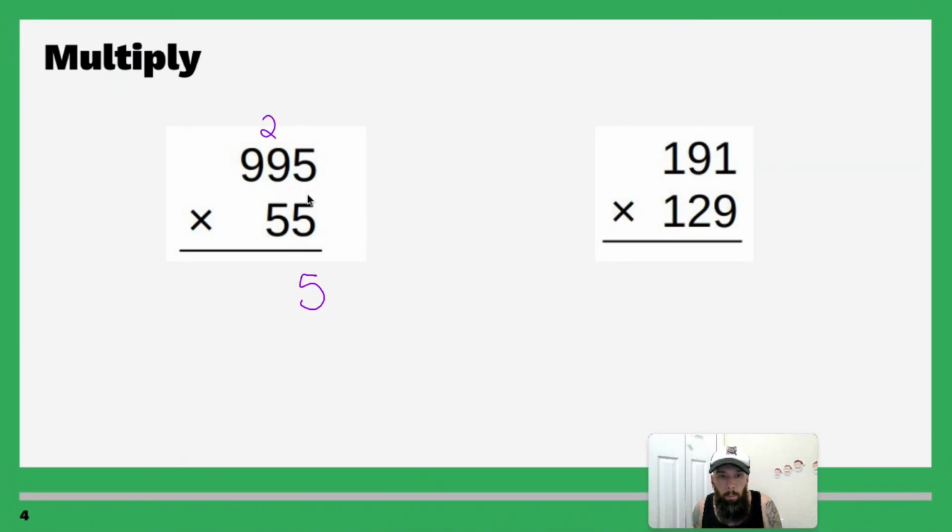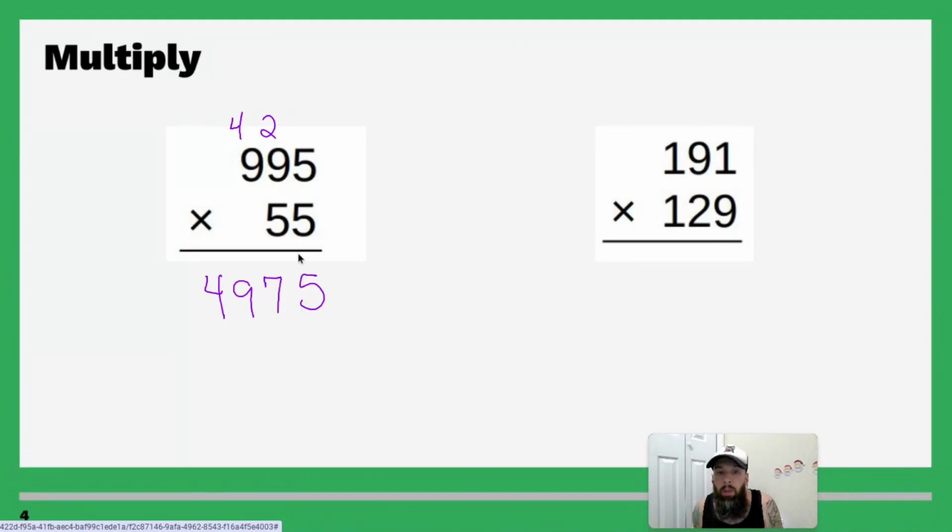Carry the 2. Multiply these two numbers and add 2. 9 times 5 is 45, and 45 plus 2 is 47. So you write out the 7, carry the 4. Multiply these two numbers and add 4. 5 times 9 is 45, and 45 plus 4 is 49. So you're going to attach a 4 and then a 9, and that first row is 4,975.